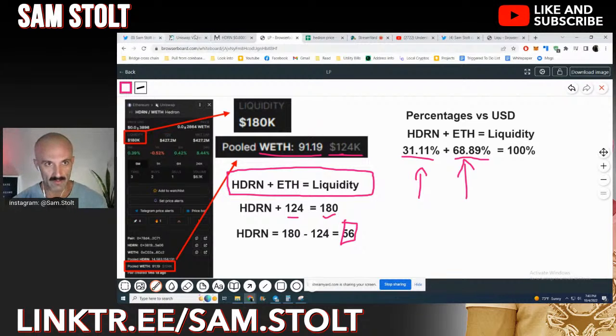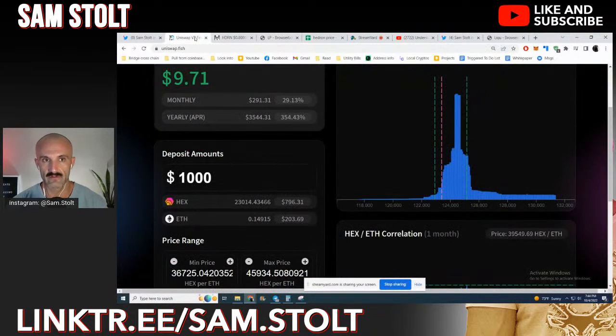Remember this: the pink line is where the current price is. If the pink line's over here, this moves. This is the market. So the market will move over here, because that's how it works.